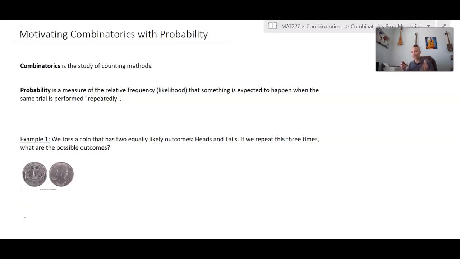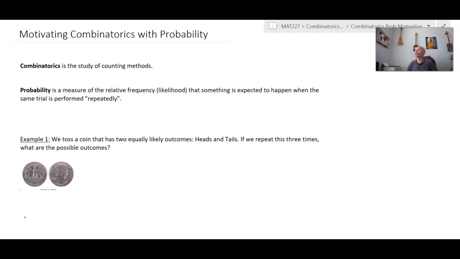So we're all familiar with some standard events that maybe we study in probability, and those are coin tosses and die rolls. And they're not very interesting by themselves because we often don't toss coins and we often don't roll dice, but it helps to motivate the idea because other events are very similar to these two types of actions.